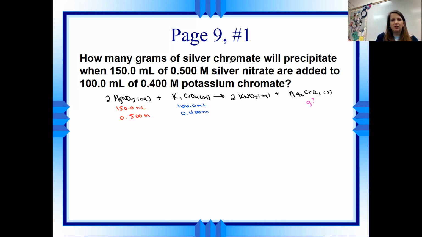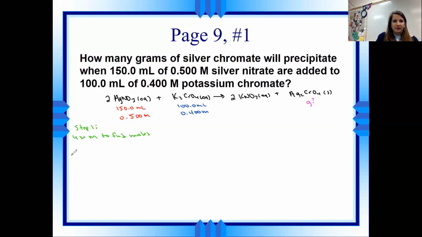So what I'm going to do first is use the molarity formula to find moles. So I'm going to use my molarity to find the moles. So I need to do this 2 times because I'm given the starting amounts of both reactants. And as we know from our stoichiometry unit, every time we're given the starting amount of both reactants, we need to figure out which one is the limiting.